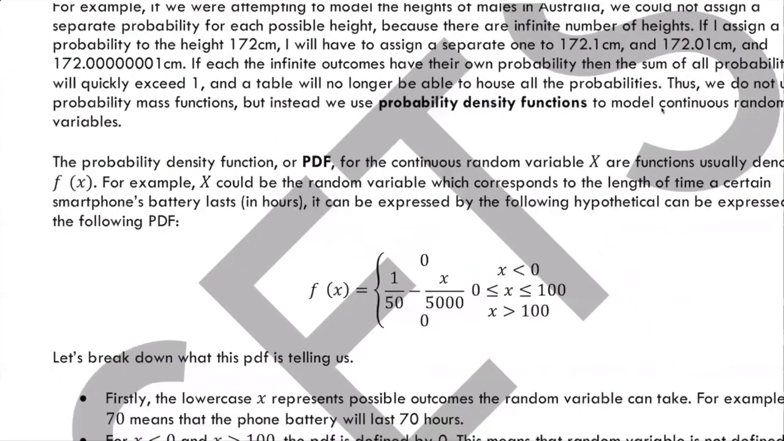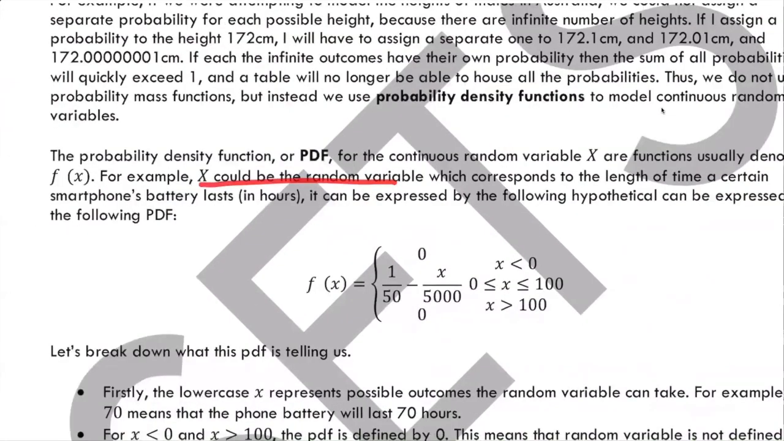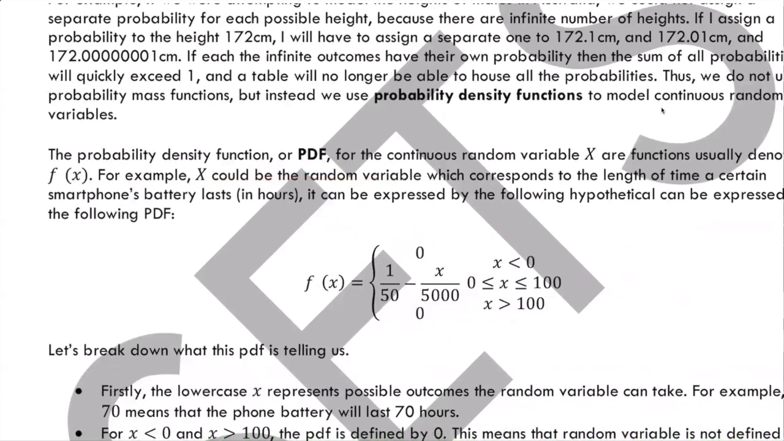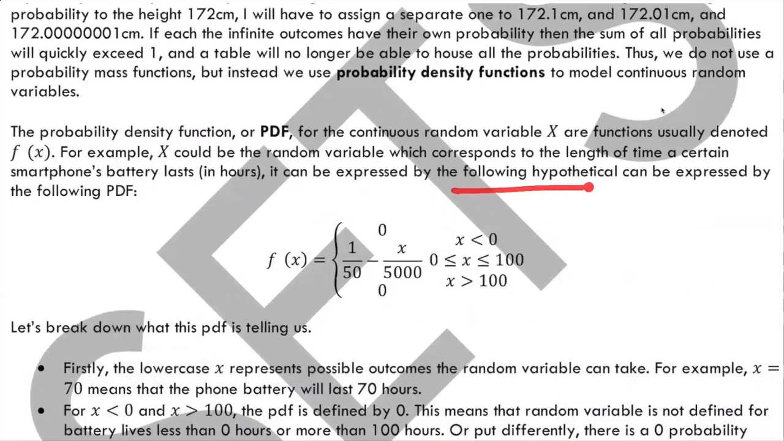Okay. So if you have a random variable x, like x could be, I think I've given an example here. X could be the random variable which corresponds to the length of time a certain smartphone's battery lasts in hours. It can be expressed by the following hypothetical. This is the first draft of the booklet, so please don't judge.